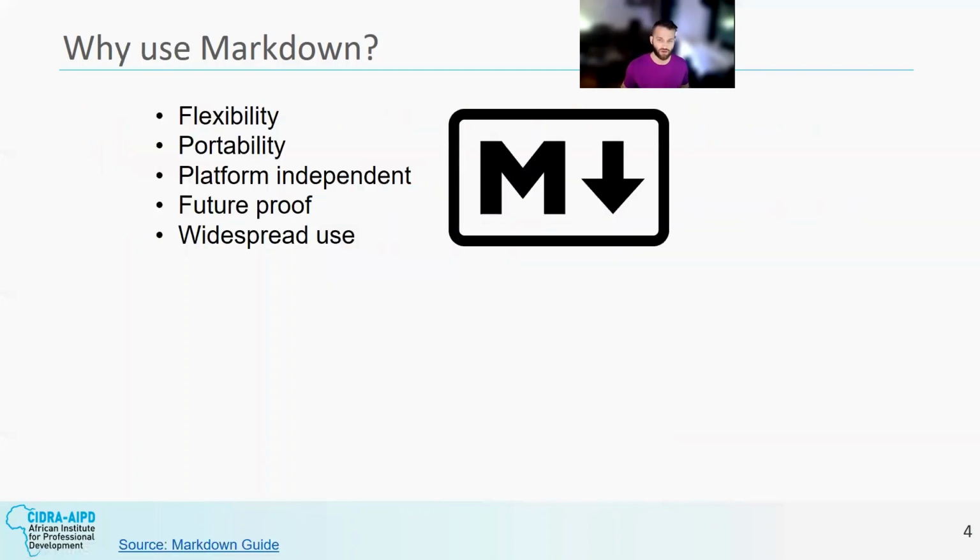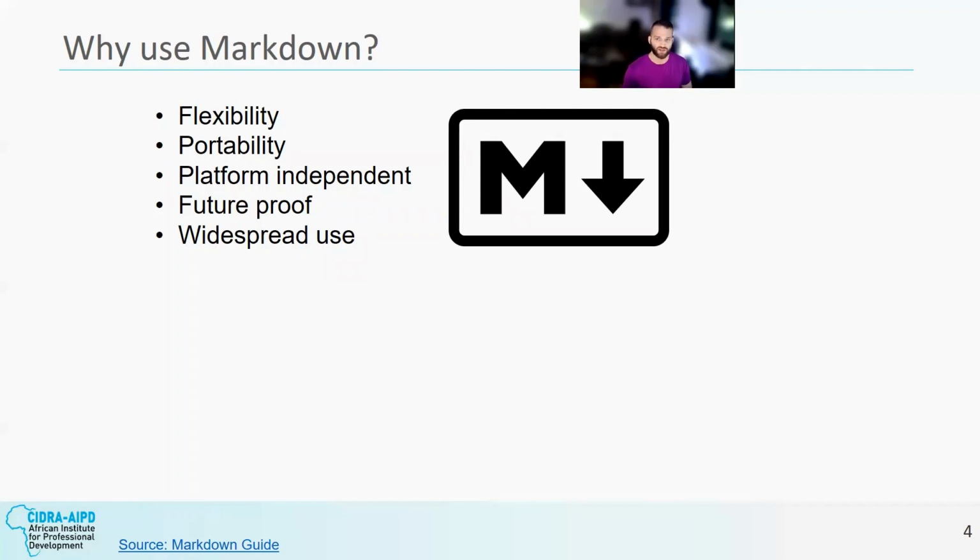Now, why use Markdown in general? The top reason, and these reasons come from the Markdown guide, is flexibility. You can do text editing on any platform. Again, comparing to Microsoft Word, you might have issues with flexibility and portability because everything needs to be done in Microsoft Office. But with Markdown, you can work in literally any text editor. You can work on any platform, whether it's Windows, Mac, Linux, and you can still read the text no matter what.